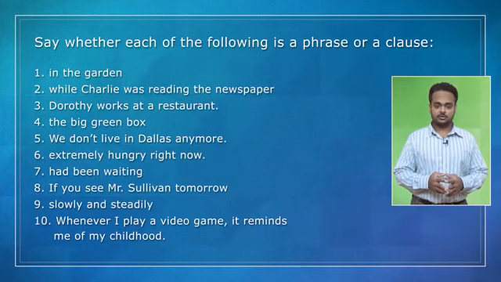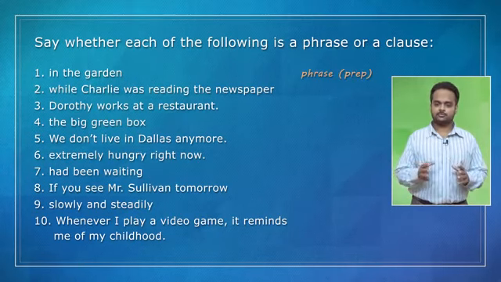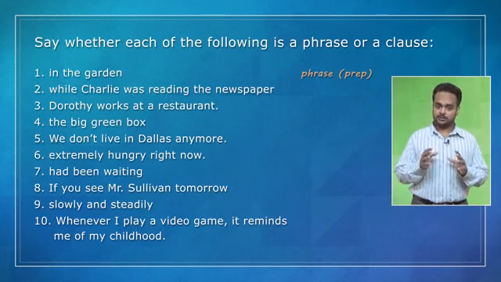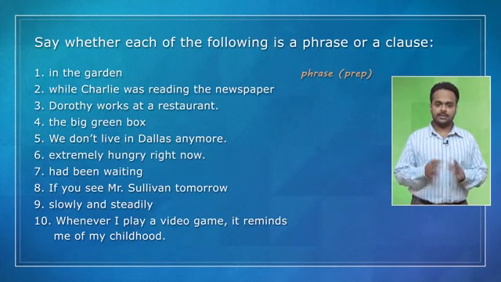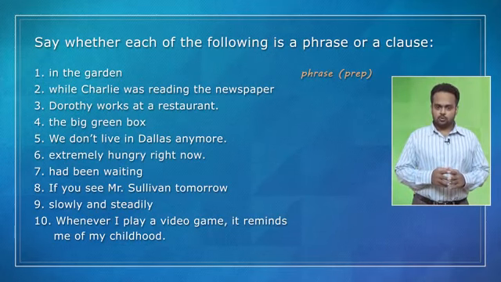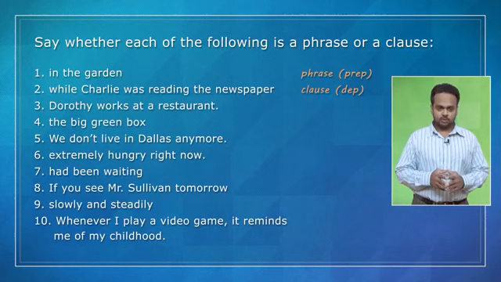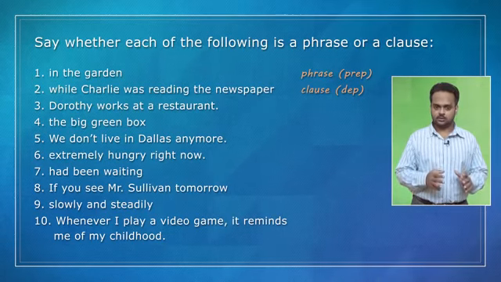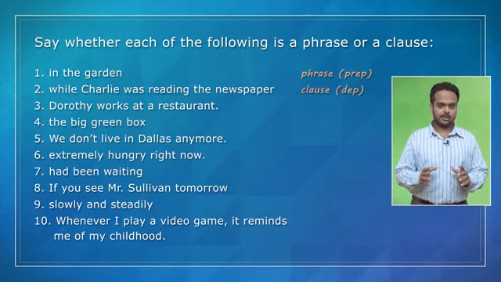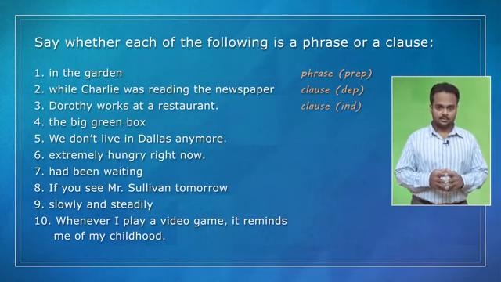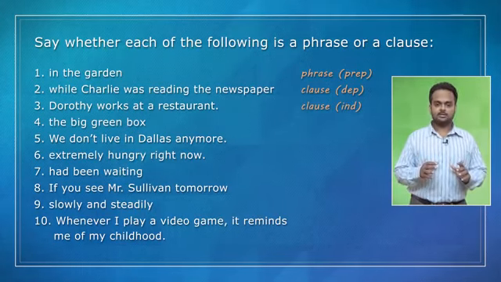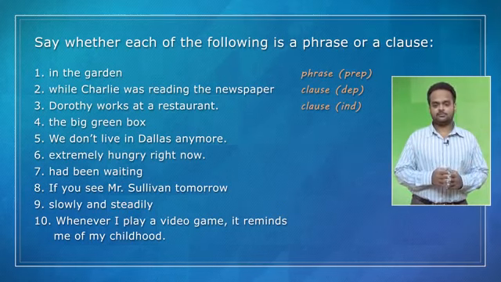Okay, let's discuss the answers. Number 1, in the garden, is a phrase because there's no subject-verb combination. And it's a preposition phrase because it tells us about a place using the preposition in. Number 2 is a clause. It has a subject, Charlie, and a verb, was. This is a dependent clause because it starts with while and it's not a complete sentence. Number 3 is also a clause, but it's an independent clause because it could be a sentence by itself.